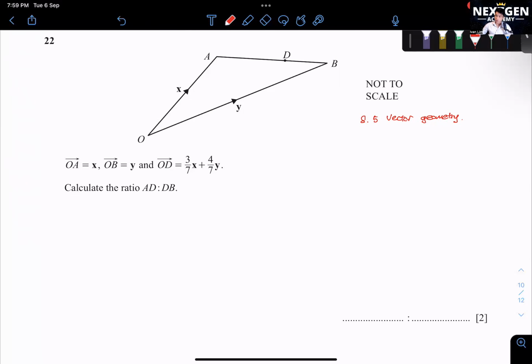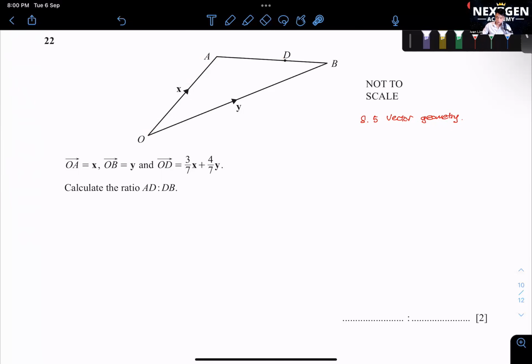Okay, question 22. Okay, so AD to DB. This one, if you all totally don't know also, go to vector geometry. Okay, vector geometry. All right, let's see what we can find here. They say calculate AD to DB. Okay, I know that OD, so you just actually need to look at the diagram. So OD, I can say is OA plus AD. So you see, it's made up like this.